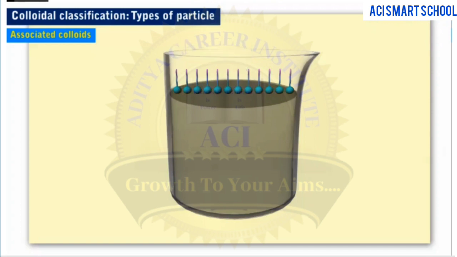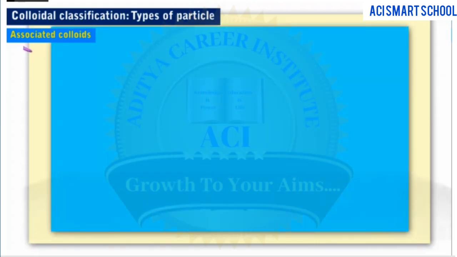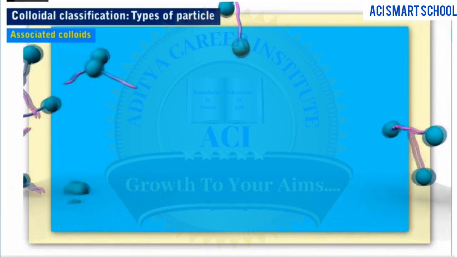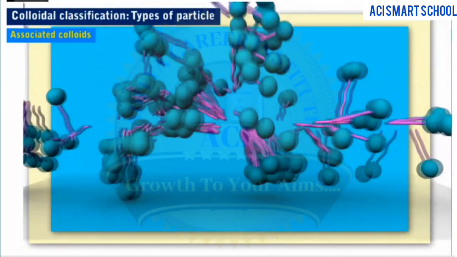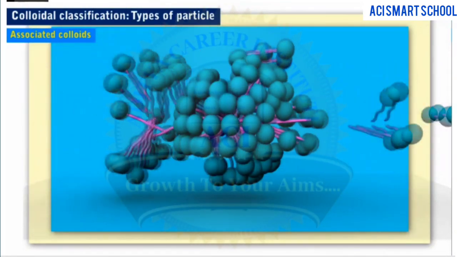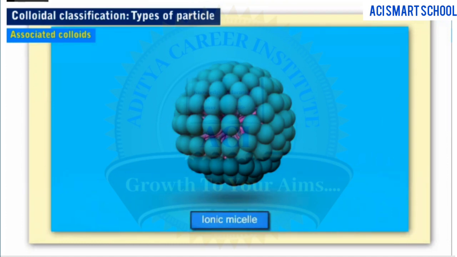At the critical micelle concentration, the polar COO- part is pulled into the bulk of the solution. Thus, a cluster is formed with the hydrocarbon chains pointing towards the center of the sphere, and the COO- part orients towards the surface of the sphere. The aggregate thus formed has the dimensions of a colloidal particle and is known as an ionic micelle.